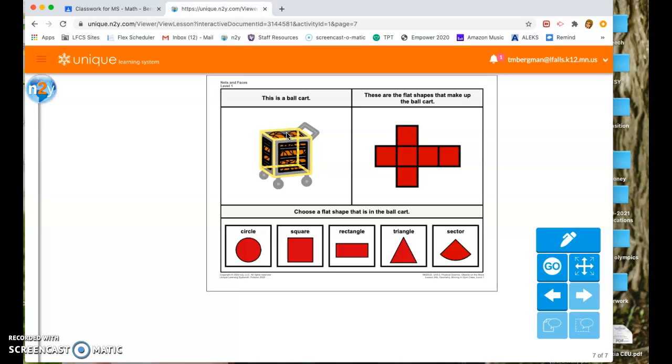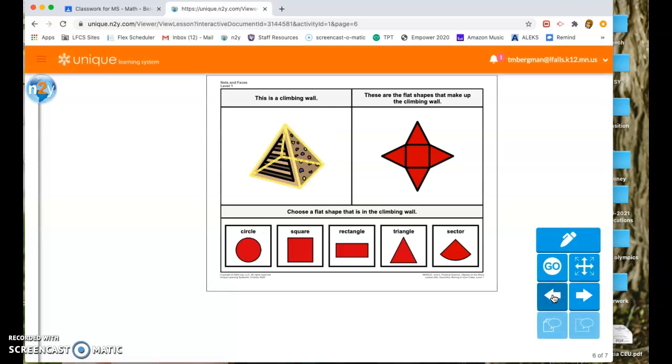Okay, so this piece is here. All these pieces are part of this. Choose a flat shape that is in the ball cart. So inside this cart, these are all the pieces. Are any of these pieces a circle? No. Are any of these pieces square? Yes. Okay, let's continue so we can see. Rectangle? No. Triangle? No. And a sector? No. Square. So the ball cart is made up of only squares.